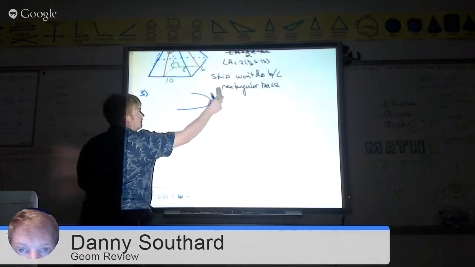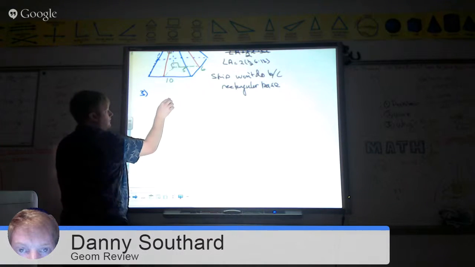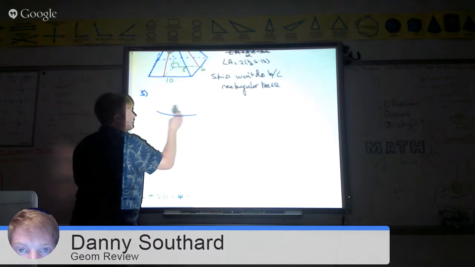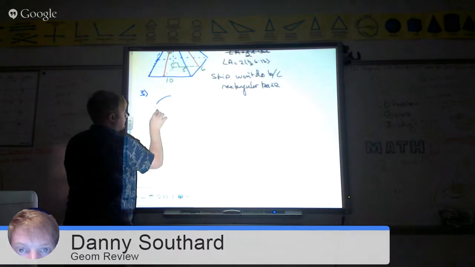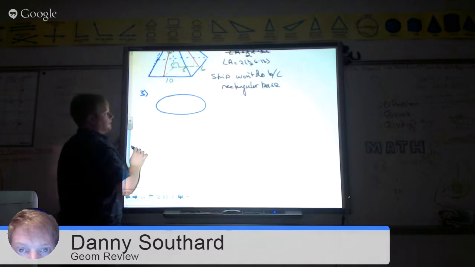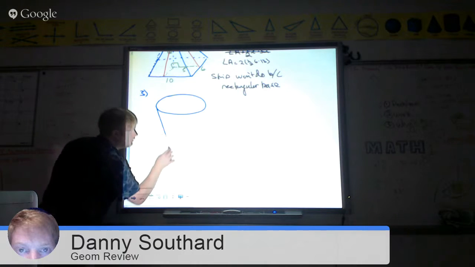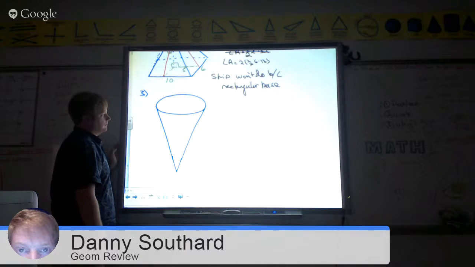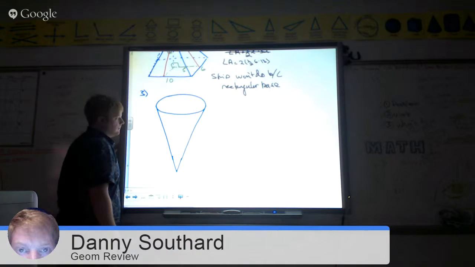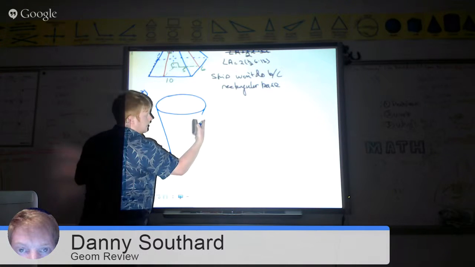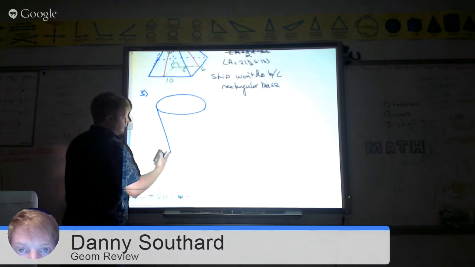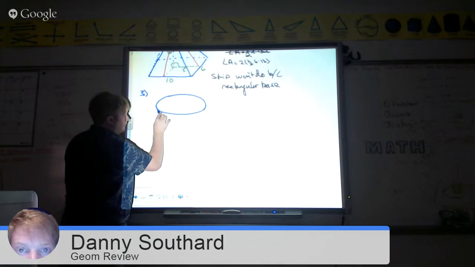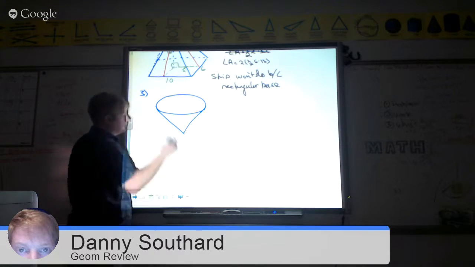That's a bad circle. That's called an oval, right? That's called the square.